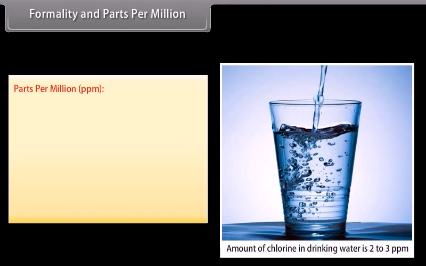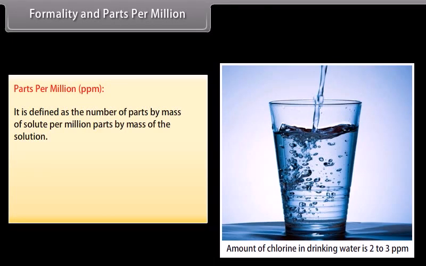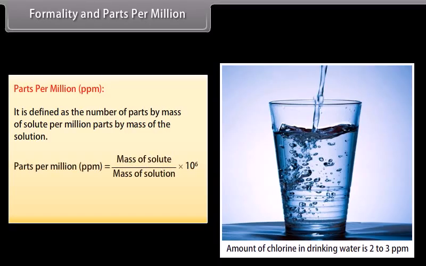Parts per million. It is defined as the number of parts by mass of solute per million parts by mass of the solution. It is abbreviated as ppm. Mathematically, ppm is equal to WB divided by WA plus WB into 10 raised to the power 6.